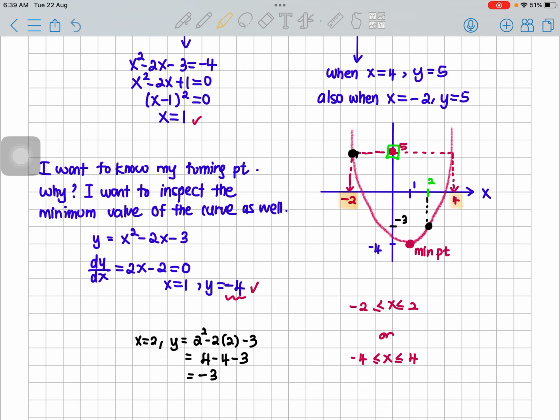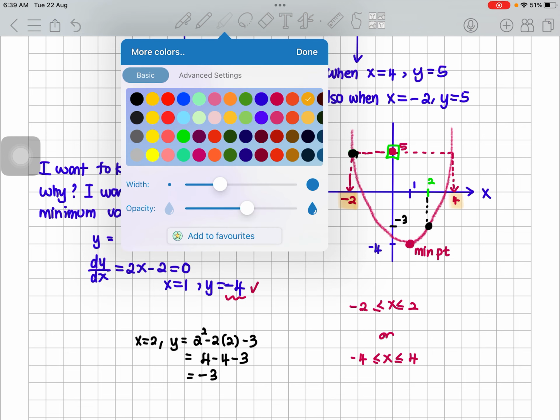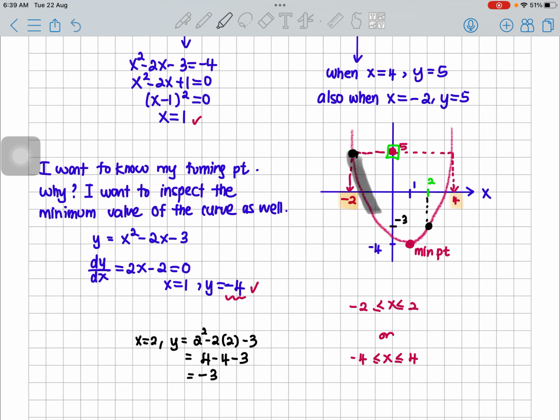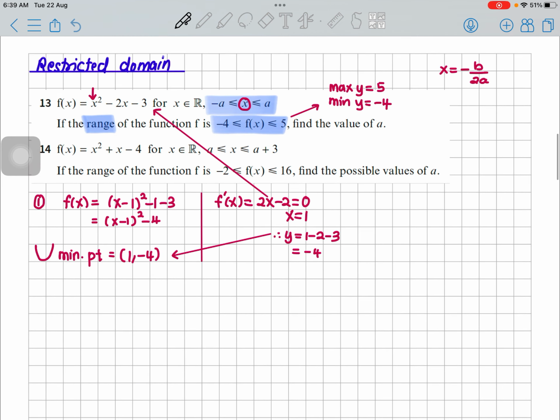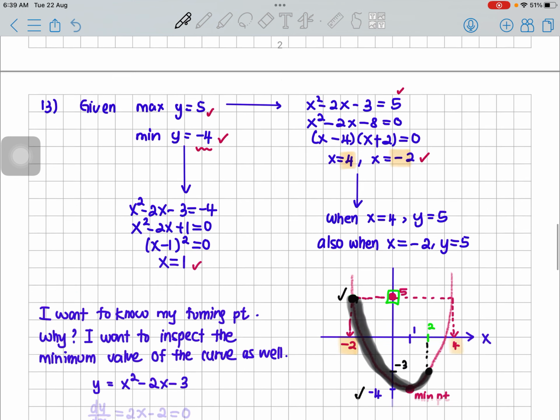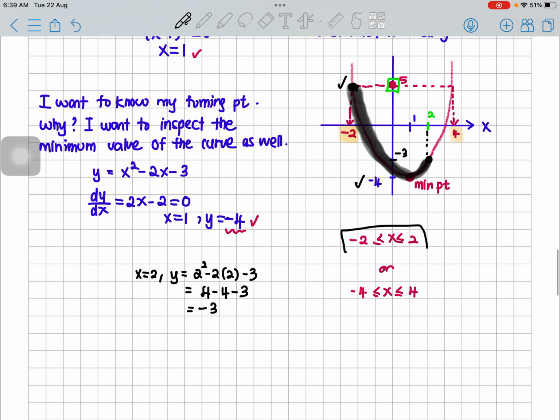So let me shade the portion of the graph that we can actually take. You look at this. When my x is negative 2, my highest value is 5. When my x is equal to 2, my y value is negative 3. But when I am shading this, it is so clear that the lowest y value is, isn't it minus 4? And what is the highest y value? Isn't it 5? So it is correct as per the question. And our a value is definitely this.